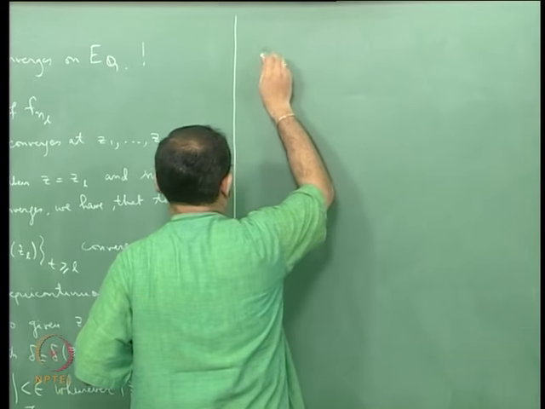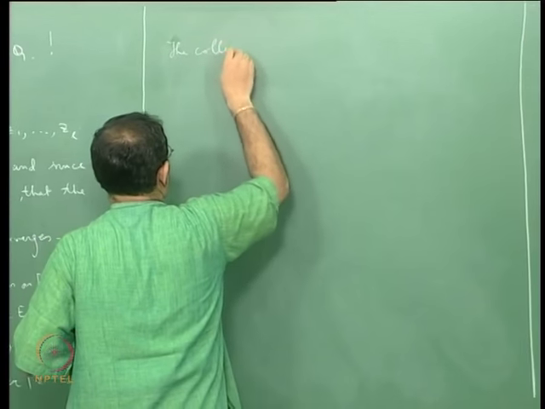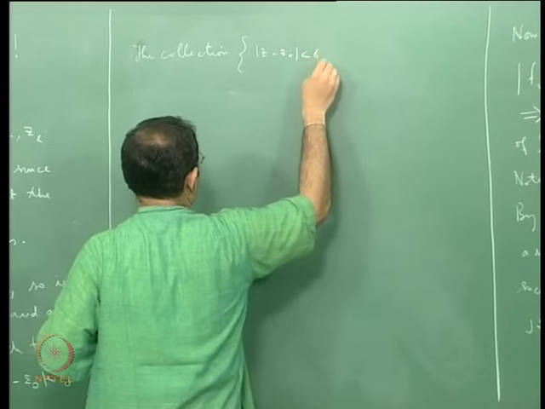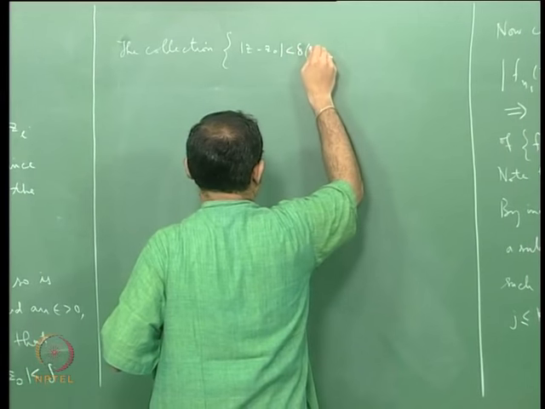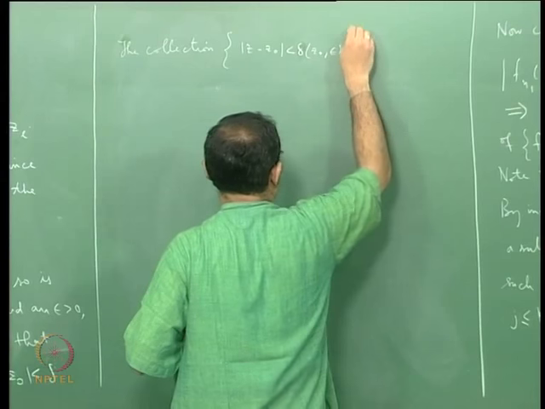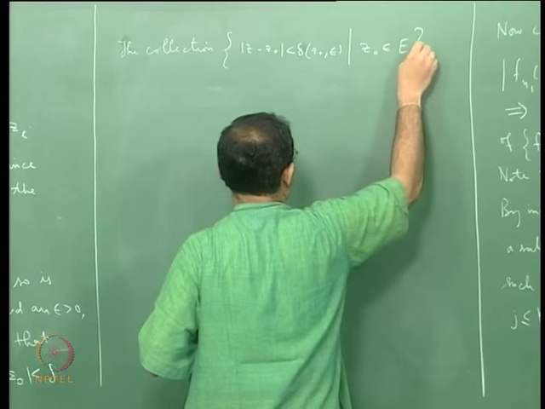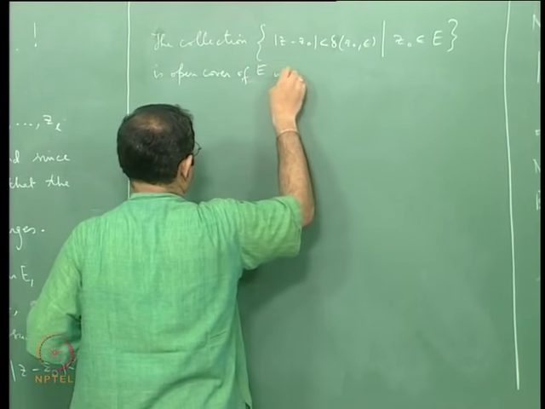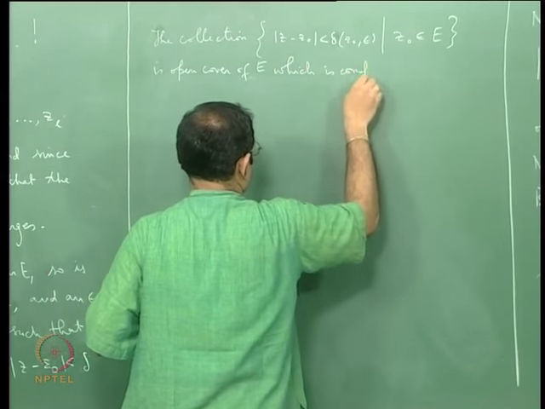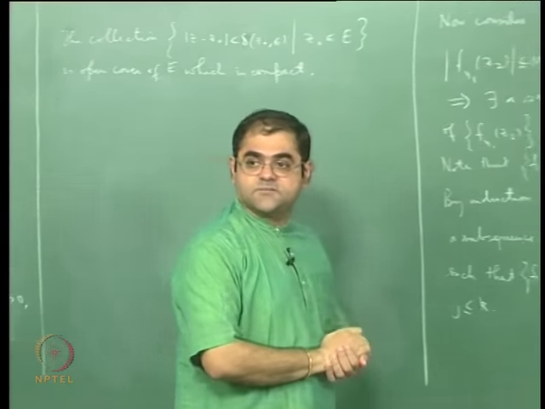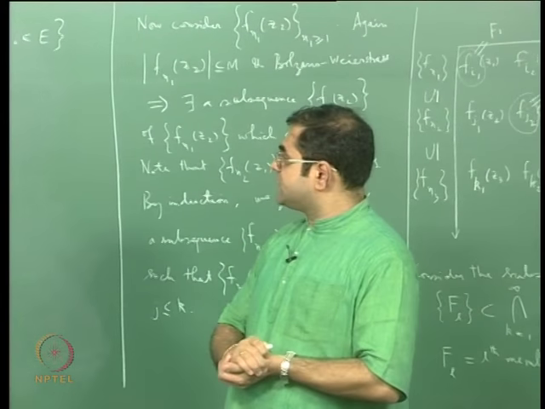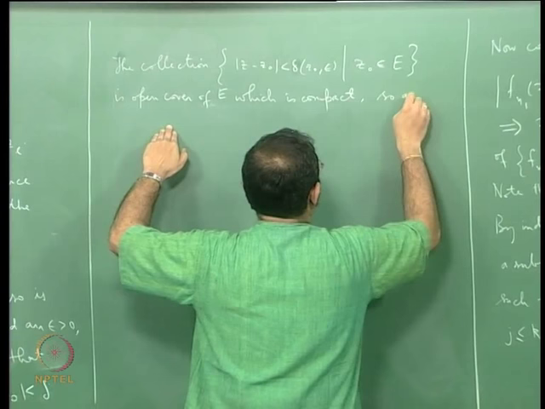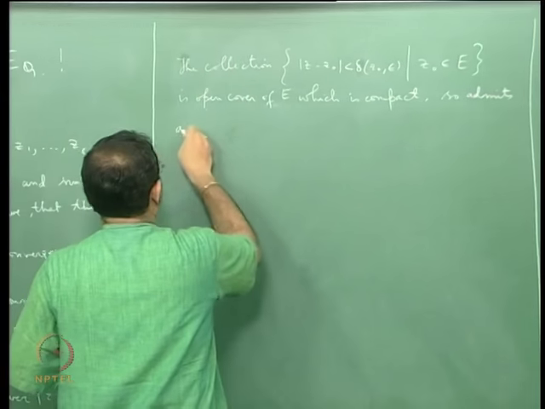So that is one part of the argument. Let me write that down. The collection of disks mod z minus z naught less than delta of z naught comma epsilon, as z naught varies over E, is an open cover of E, which is compact. So here I am using the compactness of E, and I am also using the equicontinuity of the family. So it admits a finite subcover.